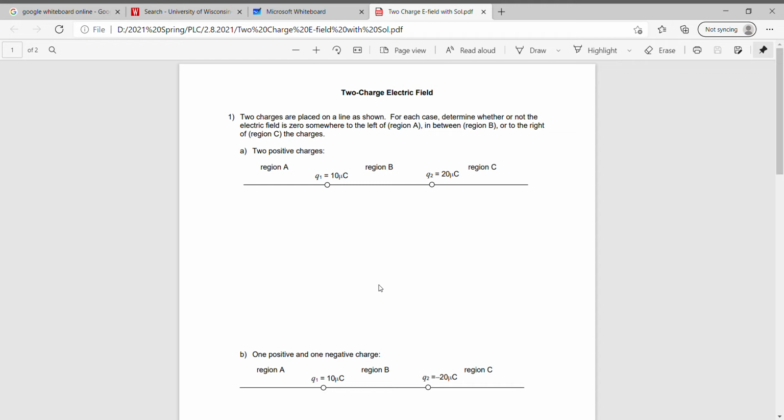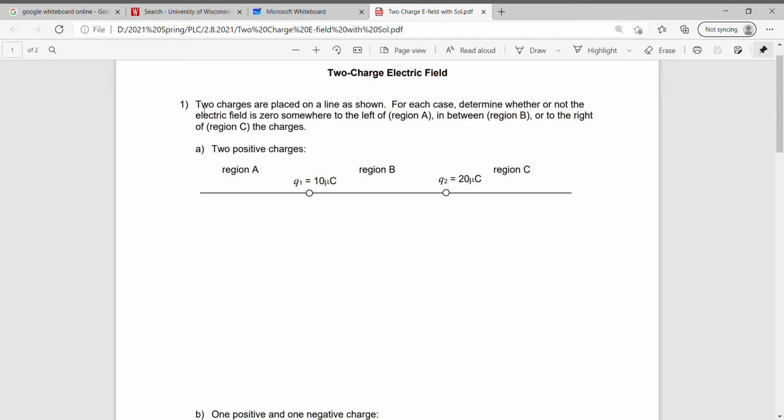Okay, so let's start. Today we are going to talk about two-charge electric field. Let's read the problem statement together. Two charges are placed on a line as shown. For each case, determine whether or not the electric field is zero somewhere to the left, in between, or to the right of the charges. In the first problem, we can see that Q1 and Q2 are both positive.